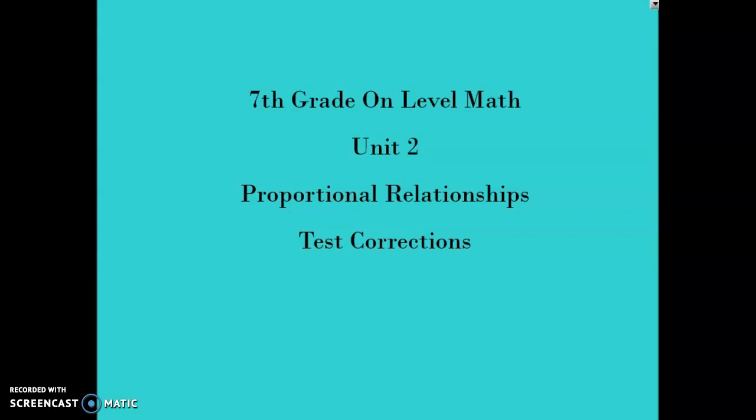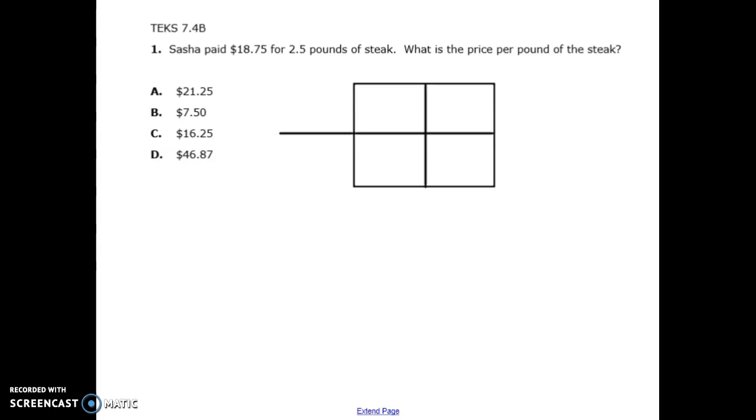Today we are going to go through the 7th grade on-level math test for Unit 2, the proportional relationships. So the first problem reads, Sasha paid $18.75 for 2.5 pounds of steak. What is the price per pound of the steak? So we're going to create a ratio table.